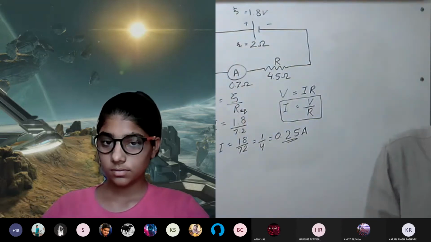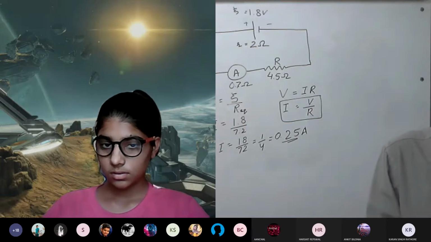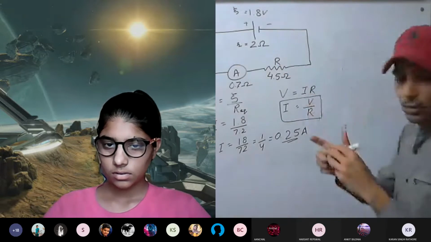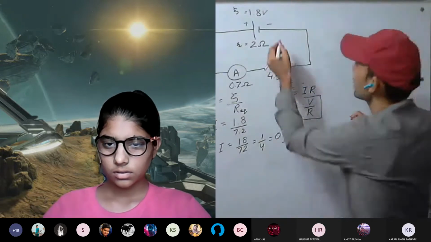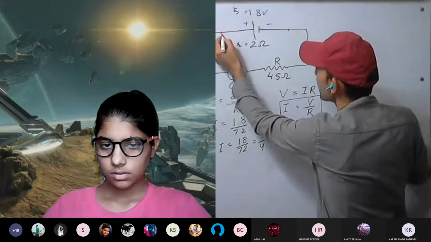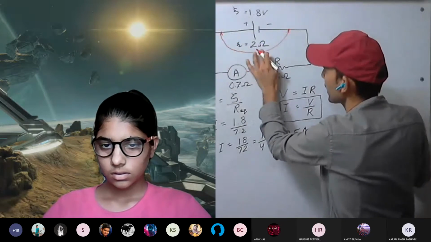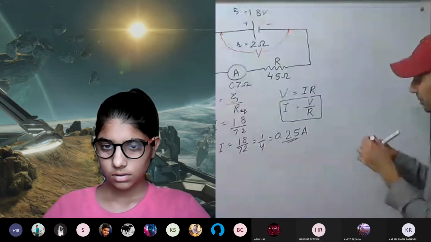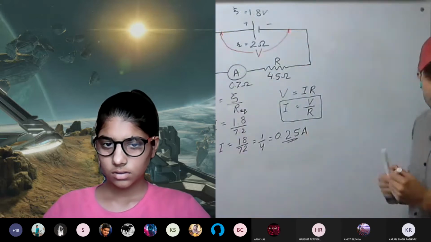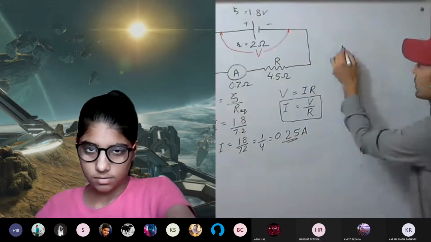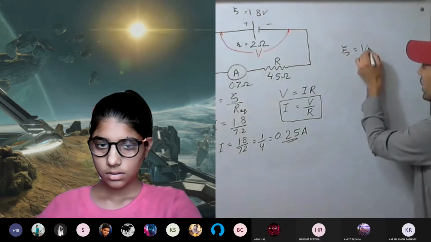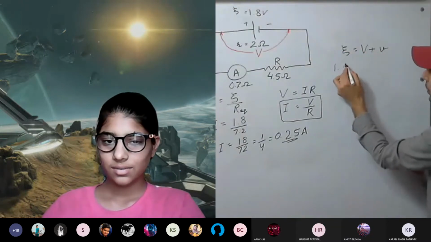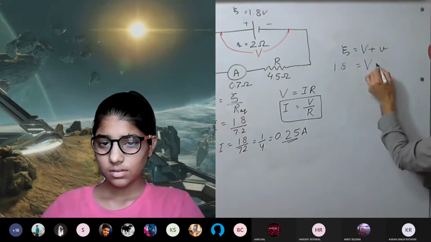Okay. What is the potential difference across the terminals of the cell? We have to calculate the voltage across this terminal and this terminal. The circuit is closed, so we need the terminal voltage. What was the formula? EMF equals V plus the voltage drop. EMF we already know, 1.8 volt. V we have to calculate.